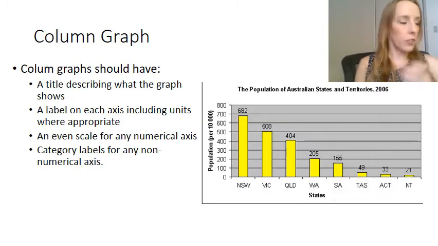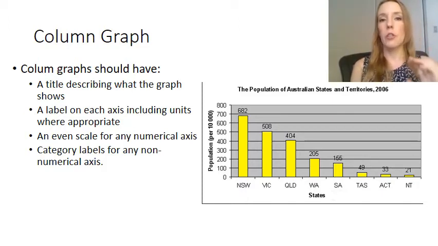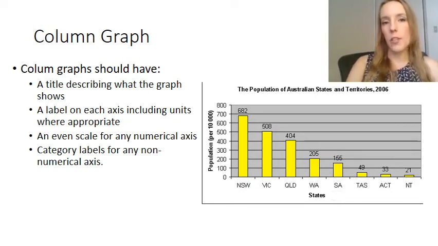Okay, column graphs, sorry. So column graphs need to have a number of features. They should have a title describing what the graph shows. In maths and science, our titles are a little bit different to what they are in English. Our titles are kind of like spoilers. They will tell you exactly what you're going to look at. They're not giving you any cryptic hints or making you try to read further. They're going to tell you exactly what it is.